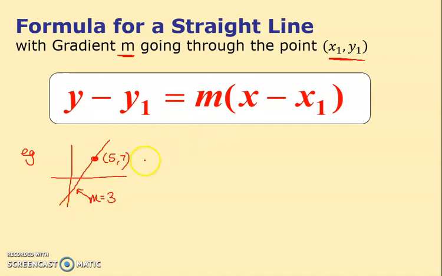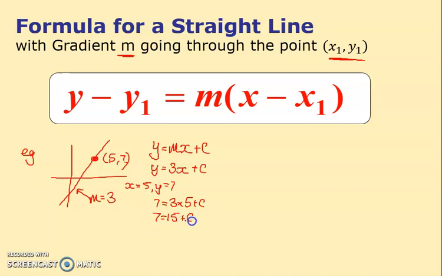Well, I just want the equation of the straight line. Now, the temptation is to use y equals mx plus c. And if you use y equals mx plus c, you end up doing this. You say, well, I know it's y equals 3x plus a constant. But then you've got to find the constant. And the only way to find the constant is to sub these two numbers in. So you say, well, I know x is 5 and y is 7. So if I sub those in, I get 7 equals 3 times 5 plus c. And that's 7 equals 15 plus c. And you realise that c must be minus 8. And you finish off by writing y equals 3x minus 8.